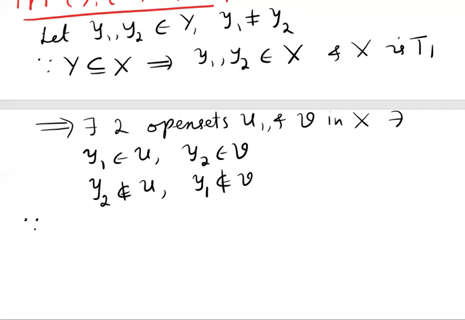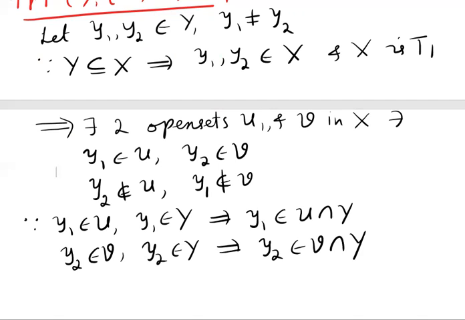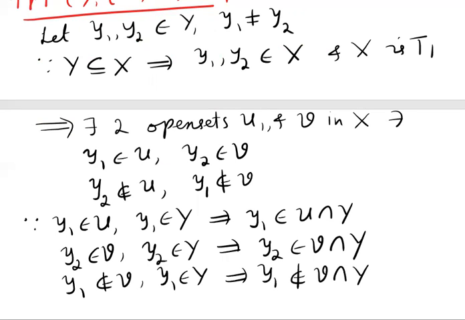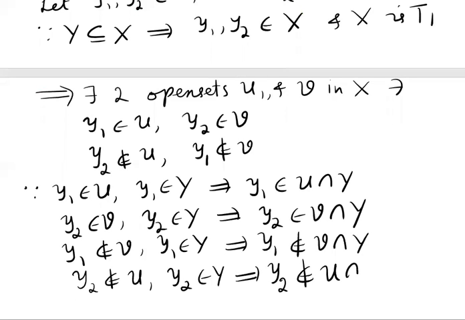Now since y1 belongs to U, and y1 is also coming from Y, we have y1 belongs to U intersection Y. We'll take y2 now. y2 belongs to V, and y2 is also an element of Y, so y2 will belong to V intersection Y. And also y1 will not belong to V, but y1 is an element of Y, so y1 will not belong to V intersection Y. On the same lines, now I should go to the other element, that is y2. Since y2 doesn't belong to U, y2 will not be there in U intersection Y.